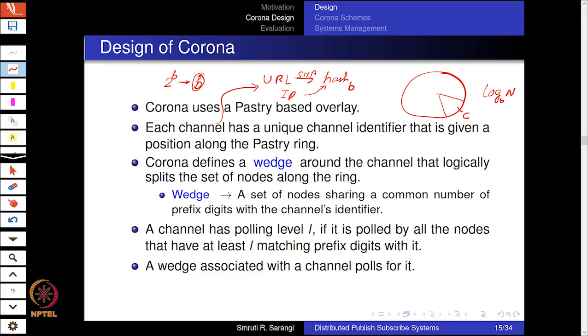Alright, so we understood the notion of a wedge. There's a common number of prefix digits. A channel has polling level L if it is polled by all the nodes with L matching prefix digits with it, which means all the nodes within the wedge.